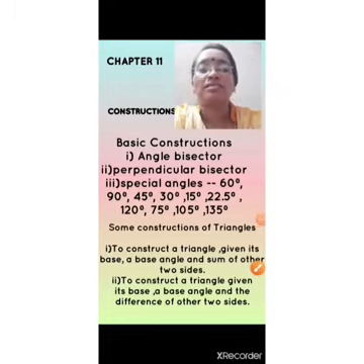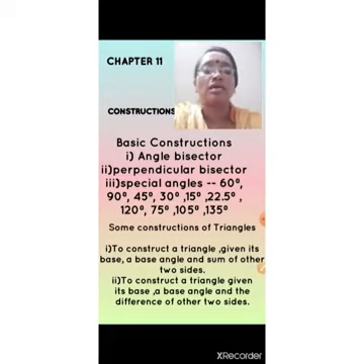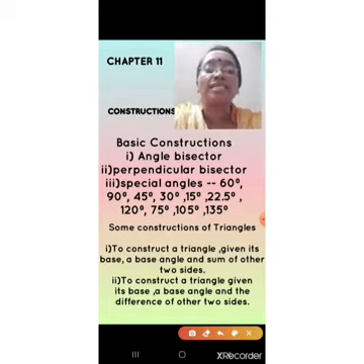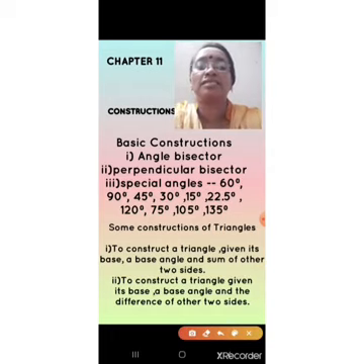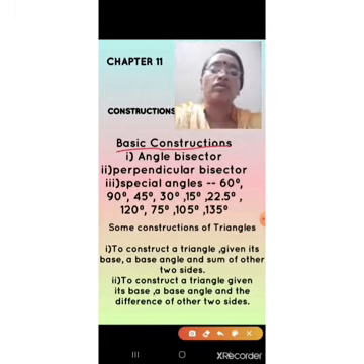Good morning students. Today we are going to learn chapter number 11, constructions. In this chapter we are going to do some constructions. In that, the first section is basic constructions. Some basic constructions we want to study. Not studying, it's recalling only.